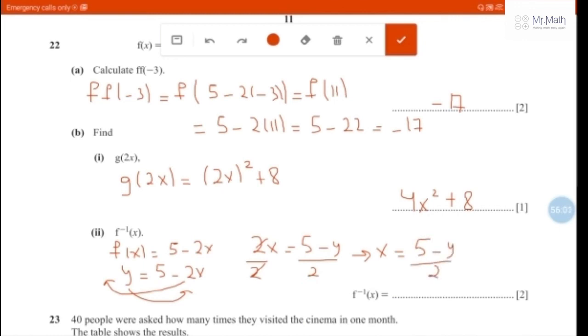Now after making x the subject, the last step is to replace x by f inverse of x and y by x. So I have f inverse of x equals 5 minus, so y, I replace it with x, so it becomes 5 minus x divided by 2.